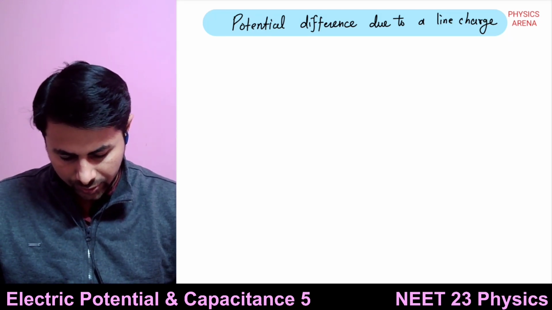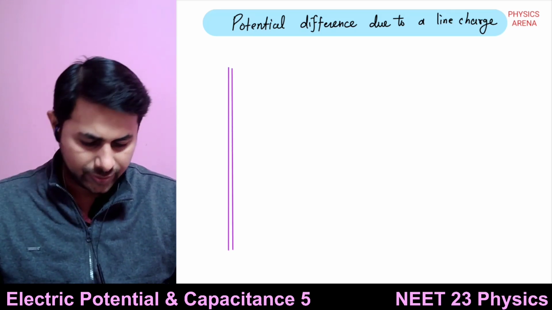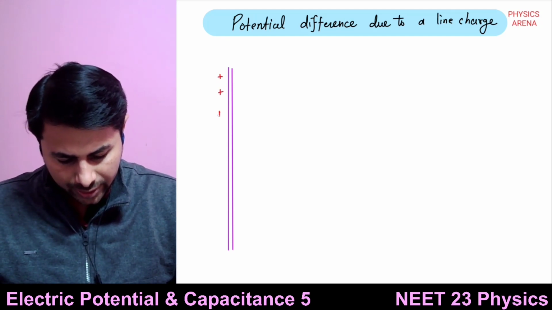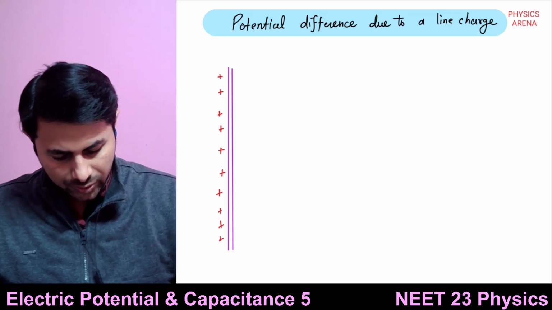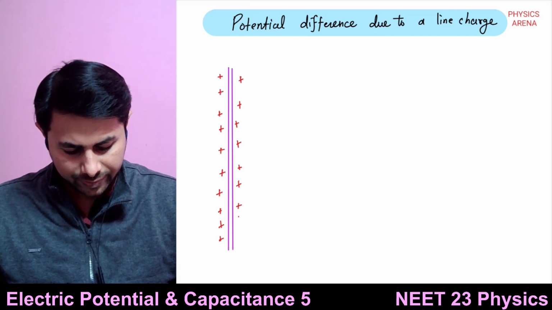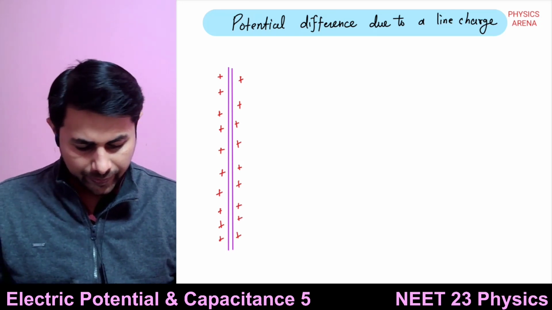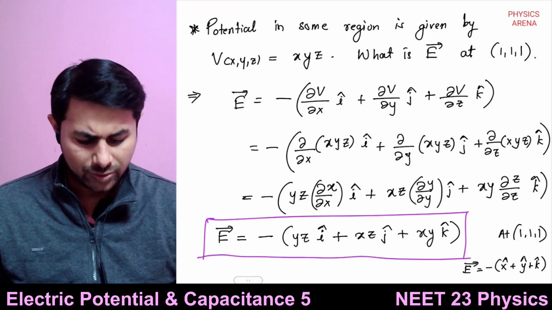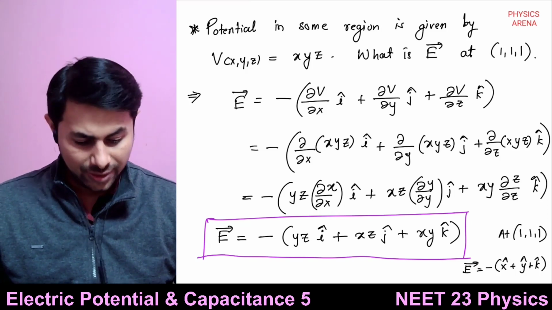Okay, so let's suppose this is our charged wire. This is an infinitely long charged wire, and we want to find out the potential due to this wire at some point. Okay, so what do we do? So see, now we know the formula for electric field, and we found the relation between the electric field and electric potential last time, right?